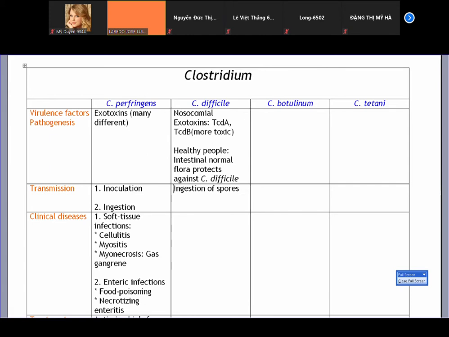So spores are ingested. If the normal flora is healthy, nothing happens because the normal flora, the microbiota, is protecting against Clostridium difficile. However, if the normal flora is not healthy, the spores of Clostridium difficile will become vegetative and Clostridium difficile will grow in the intestine. This is the problem. And they will cause a severe diarrhea.